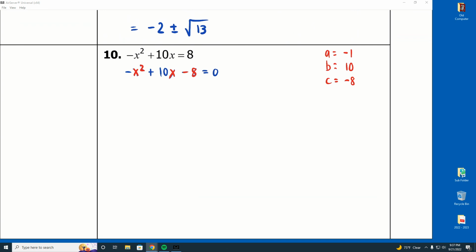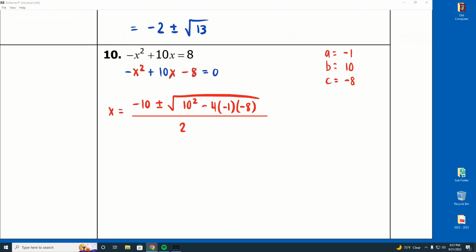So here we go, ready? Let's go plug it into our equation. X equals -b, 10, plus or minus the square root of b squared, that's 10 squared. Again, why did I not put it in parentheses here? Well, it's not negative. So I don't have to worry about my calculator making a mistake. It won't do it. So b squared minus 4 times a, -1, times c, -8, and all of this is divided by 2 times a, -1.